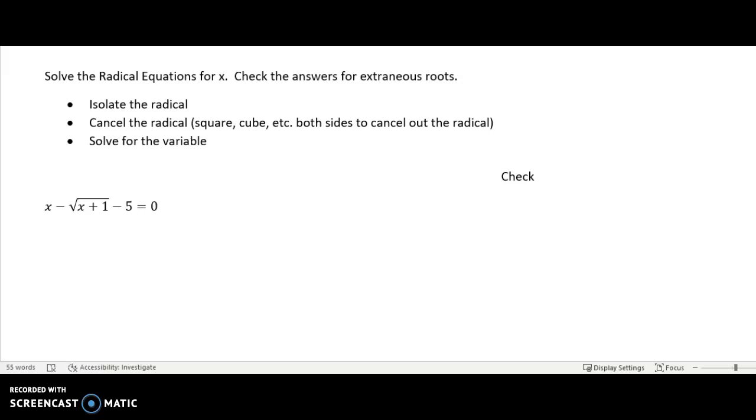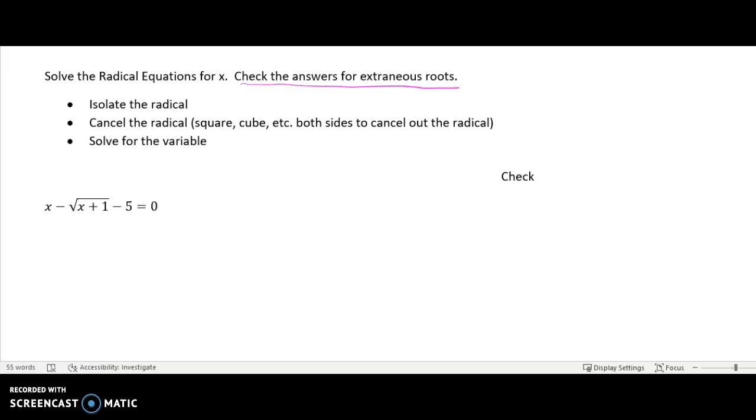The second step is to cancel the radical by squaring both sides or cubing both sides or raising it to the fourth power, whatever it is, to cancel it out. And the third step is to solve for the variable. Always make sure to check your answers at the end for extraneous solutions.